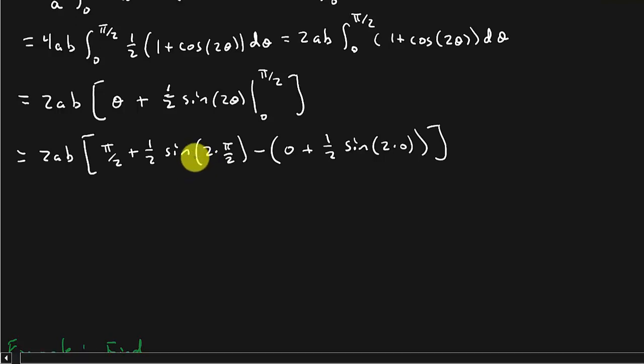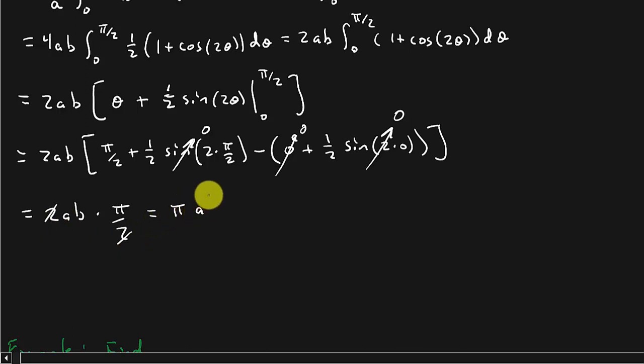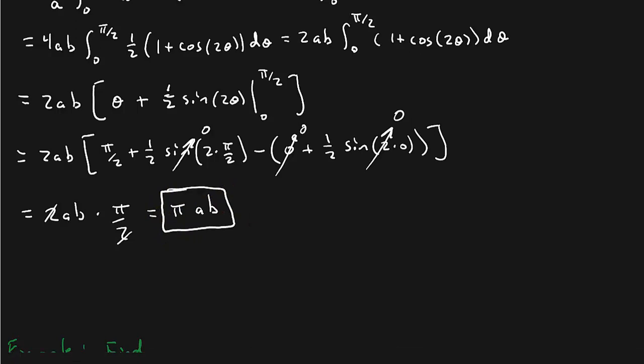All right, so we've got the sine of pi right here. Well, what's the sine of pi? It's 0. This is 0, and the sine of 0 is 0. And so we're left with 2ab times pi over 2. And the 2's cancel, so we get pi ab, or ab pi. However you want to write it, it doesn't matter, but this is your answer.